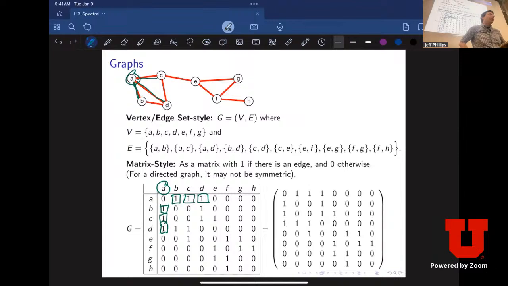So what are the advantages of using this vertex-edge style of representation of the graph versus the matrix style, or vice versa? What do you think? Yep. If the graph is really dense, you like the matrix style better. Why is that? Like all the edges.